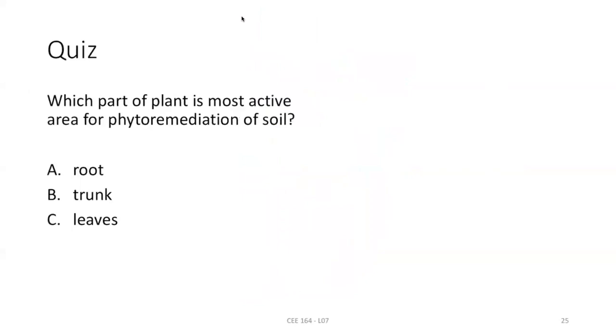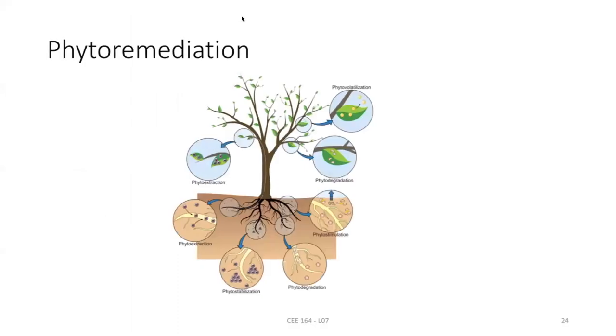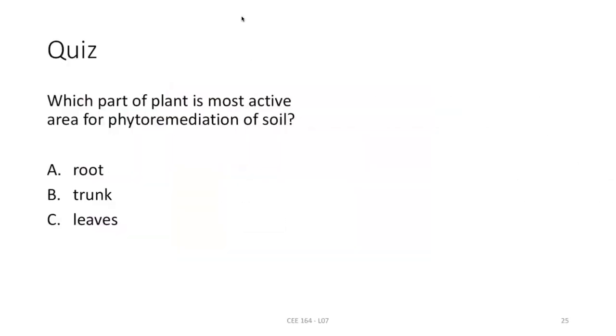I just put in a quiz question to explain here. Which part of the plant is the more active area for phytoremediation of soil? As you see over here, most of the things happen in the root zone, because that's where the first step has to go through. So that's why the root zone has to be the most effective or most active area. So anytime you are looking at what phytoremediation to use, always look at how deep the root can migrate.